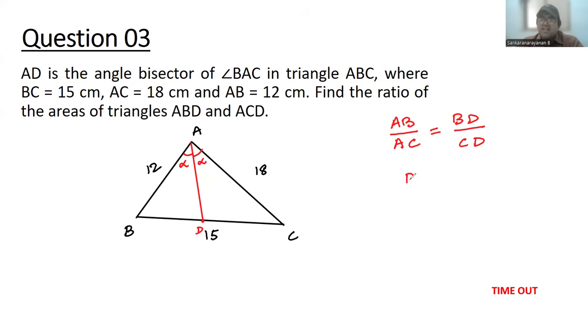So I can thus see that here BD by CD will be nothing but 12 upon 18. Cancelling it with 6, I know it is 2 upon 3. Got it? So I have that BD by CD, that ratio, is 2 upon 3. Now, again, some more observations you have to make here.